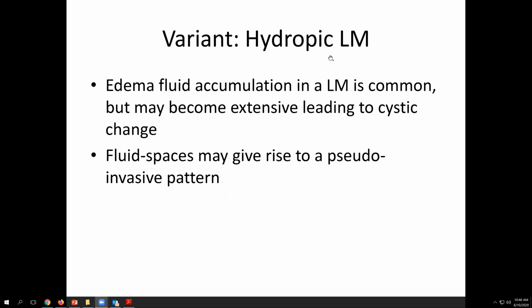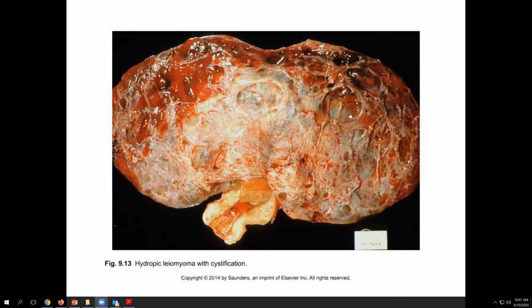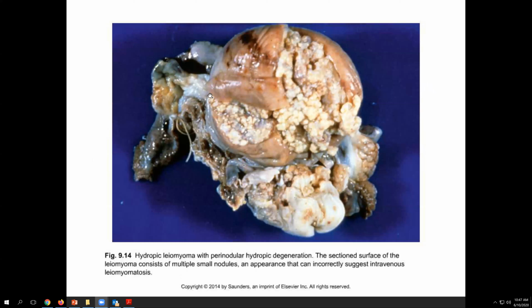Another variant is the hydropic leiomyoma, where we get very massive accumulations of fluid becoming so extensive that it becomes sort of cystic, and this may give a pseudo-invasive pattern. Here's a nice image of this showing these dilated fluid-filled spaces sort of honeycombing through the tissue here with intervening strands of tissue. So very striking and different appearance.